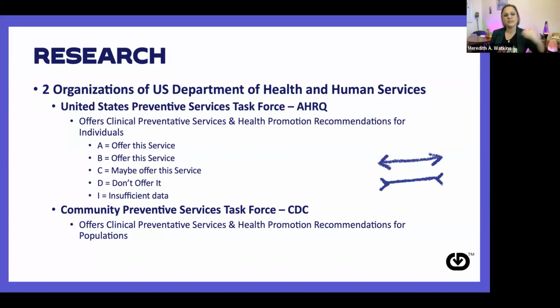And they make recommendations based on an ABCD scale. A means super strong research, absolutely do that service. B means moderate research, do the service. C means, I don't know, maybe don't offer the service. It may or may not help, so look at your individual patient's needs. D means the research is not supportive of that service. And I means there's just not enough evidence, we don't know.